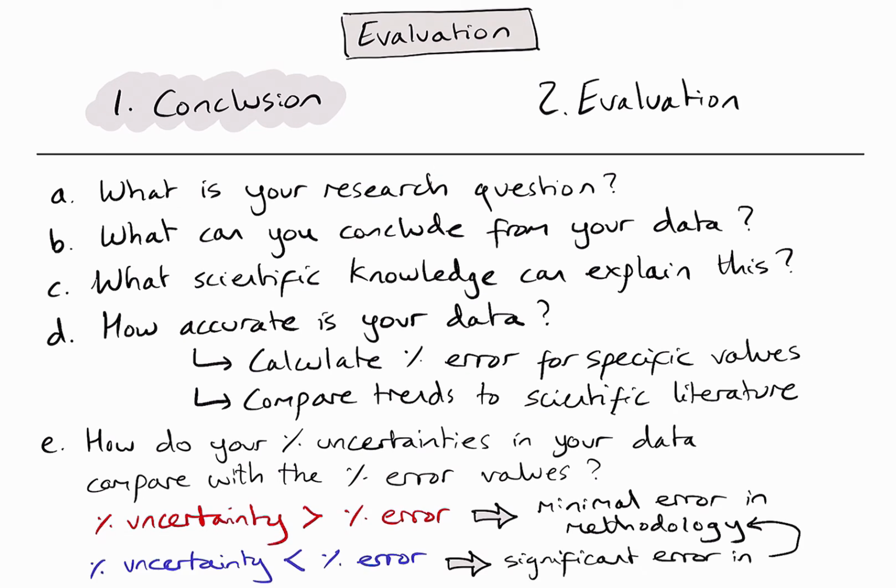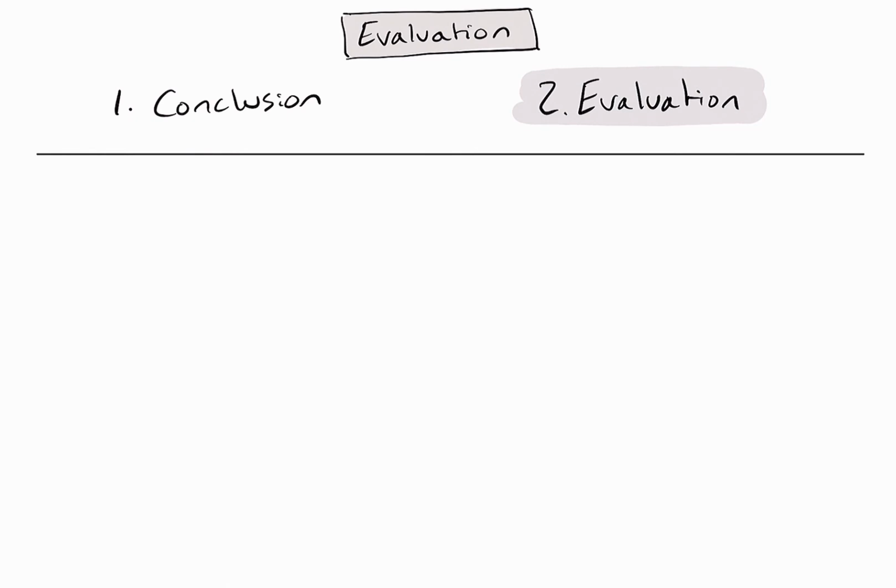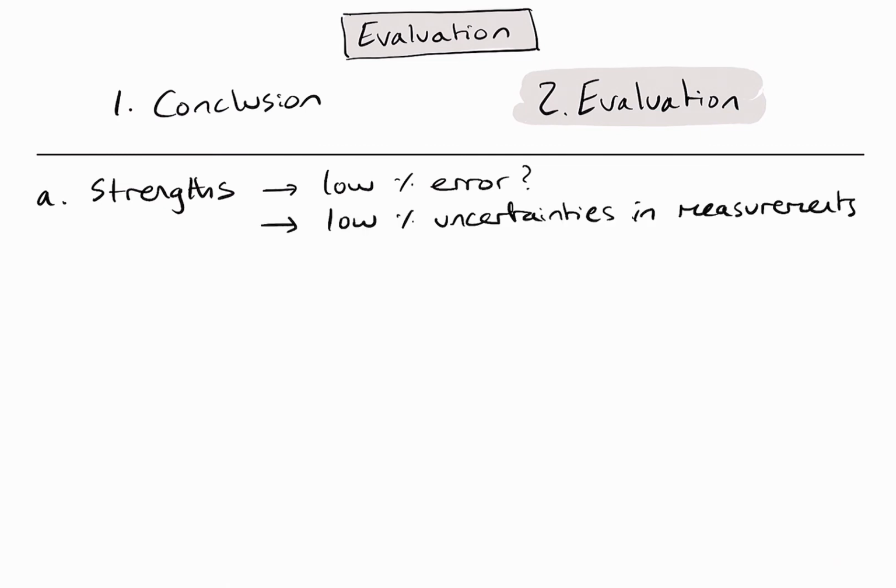Let's now look at the evaluation subsection. This subsection can be broken down into 3 parts. First of all is a consideration of the strengths of your investigation. This might require you to consider how you achieved a low percentage error. You could also consider how using precise equipment led to small percentage uncertainties in measurements. You might consider some useful adaptations that you made to an existing procedure, or how you were successfully able to control any controlled variables.